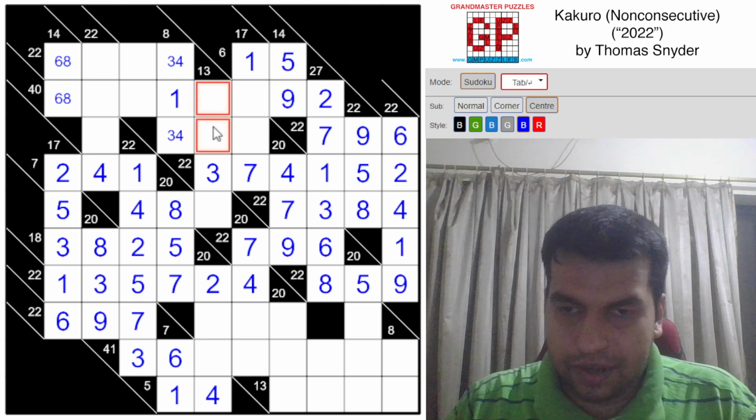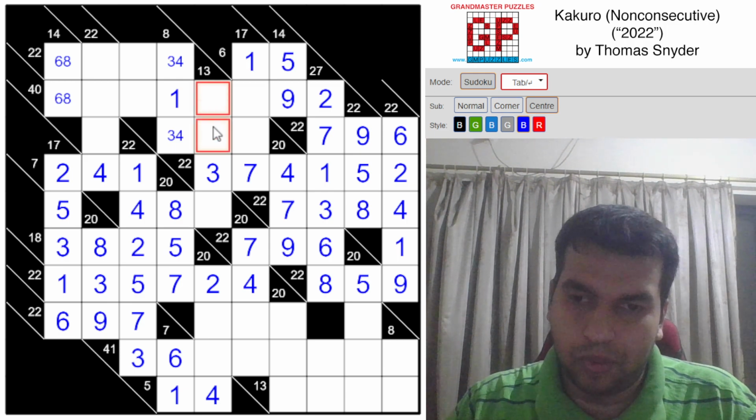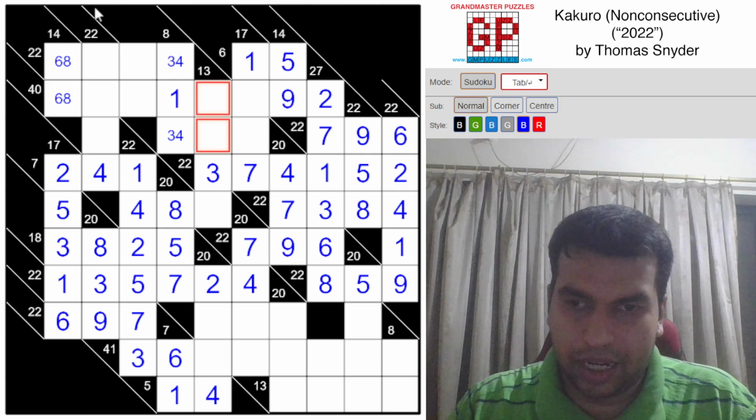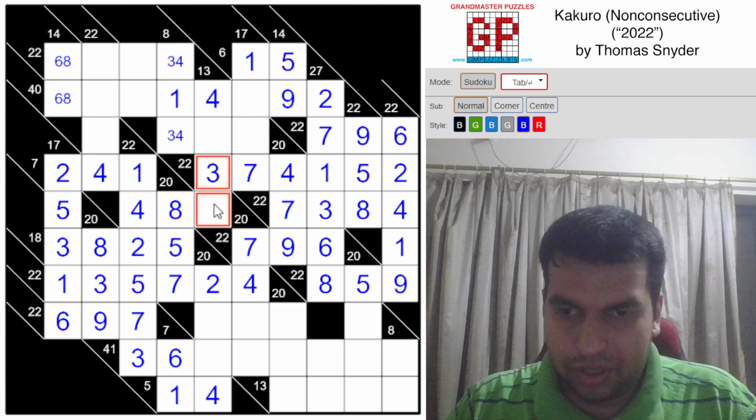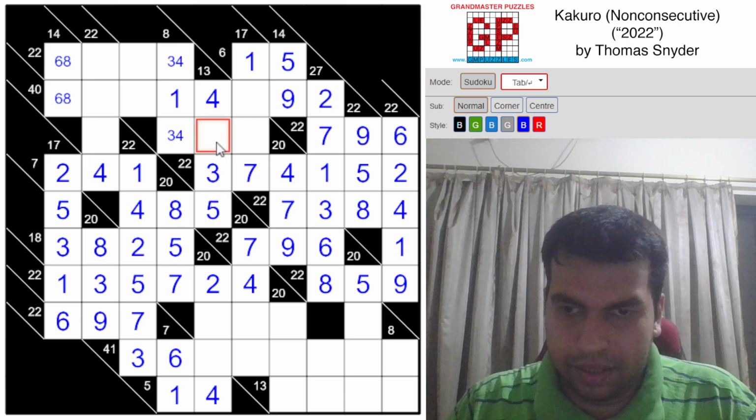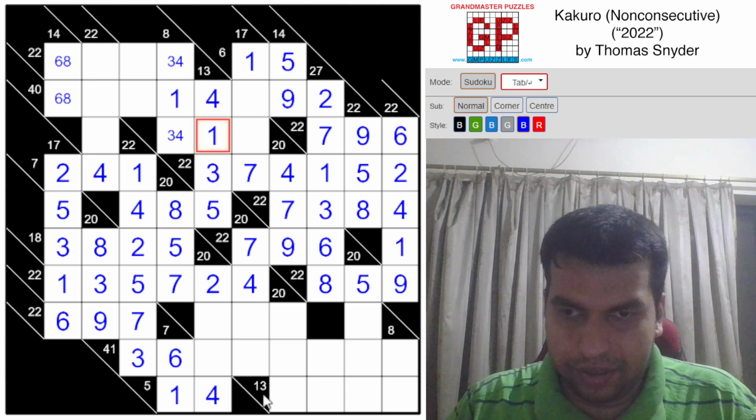Now the remaining digits are 1, 4 and 5. 4 and 5 cannot both come here, or another way to look at it is the 4 can't be next to the 3 and the 5 can't be next to the 4. Sorry. And that means the last digit is a 1 over here.